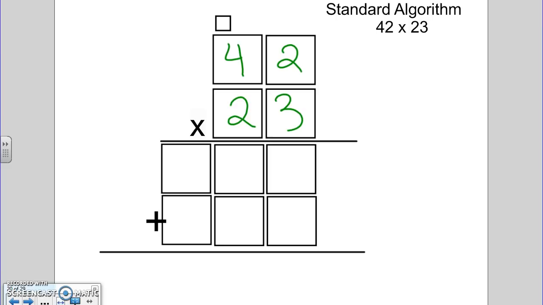Let's not forget our goosenecks or goose heads to organize our information. Goose, turtle, whatever you like to call it. So we're going to start with 2 times 3, which is 6. And next we have 4 times 3, which is 12. So our first partial product is 126. Now moving right along to our second group.